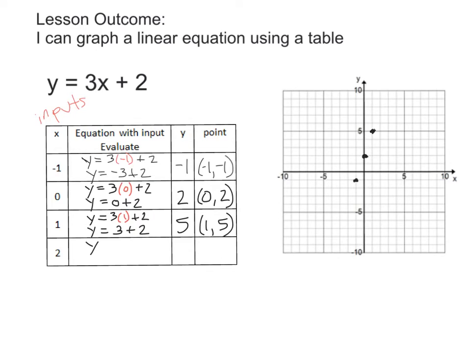One last input, y equals 3 times the input of 2 plus 2. Well, 3 times 2 is 6, and 6 plus 2 is 8. An input of 2 gets us an output of 8, so the point 2, 8 is on this function or equation. So 2, 8 is right here.